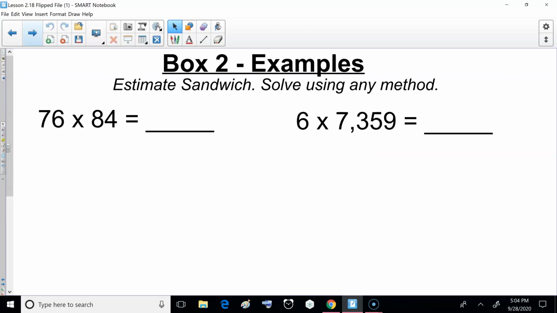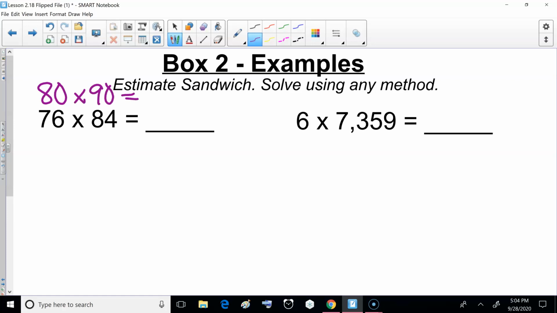So today we have two things. It says estimate sandwich, solve any method. So remember, we have a 2-digit by 2-digit number. The way we estimate sandwich that one is we round them both up to have an overestimate, and we round them both down to have an underestimate. So that means my answer should be somewhere between 5,600 and 7,200. All right. So we'll use the area model.